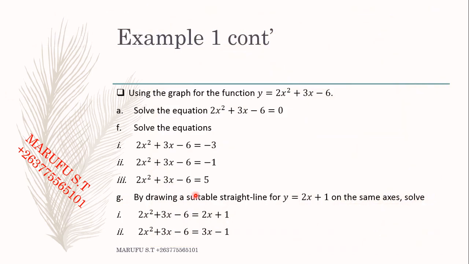Then G says, by drawing a suitable straight line for y is equal to 2x plus 1 on the same axis, solve 3x minus 6 is equal to 2x plus 1. So if you see, in this question I have done two things. I have given you the straight line to draw, and I have also given you this. So you draw that which you see at the right side of the equation.